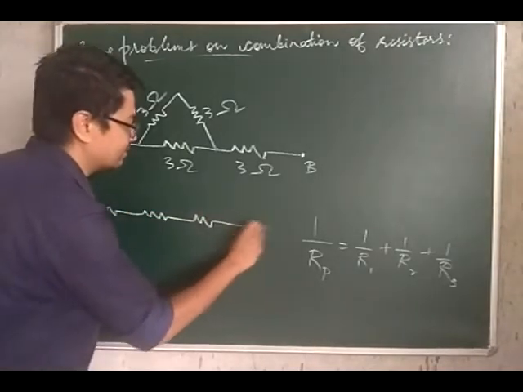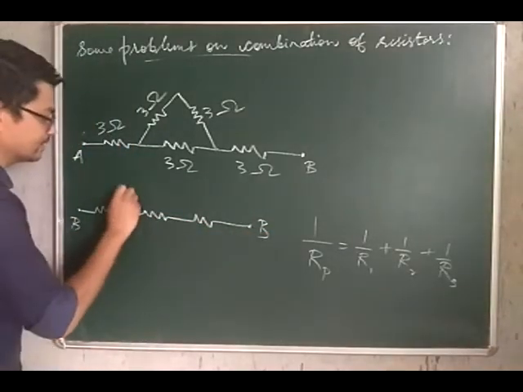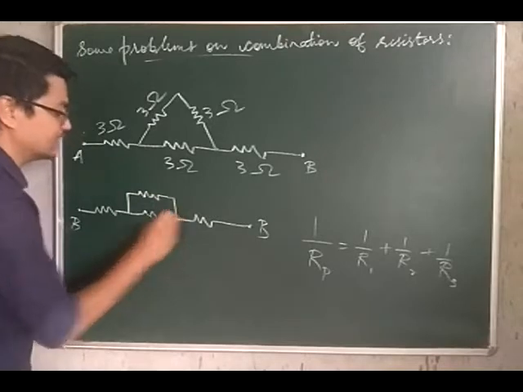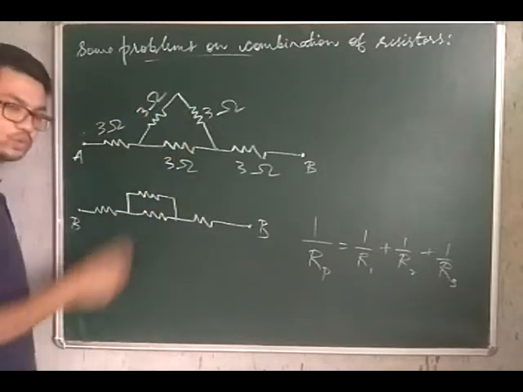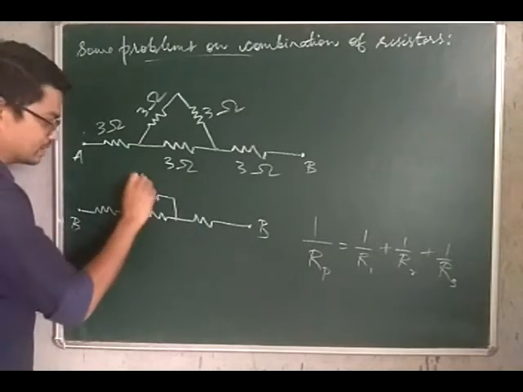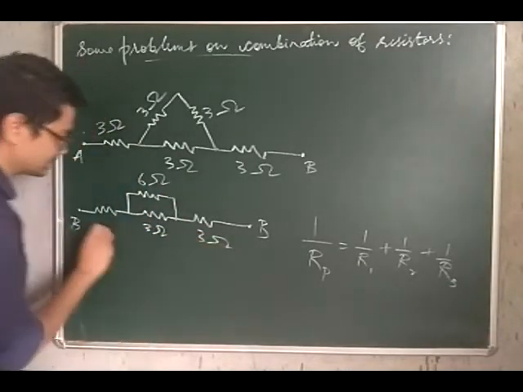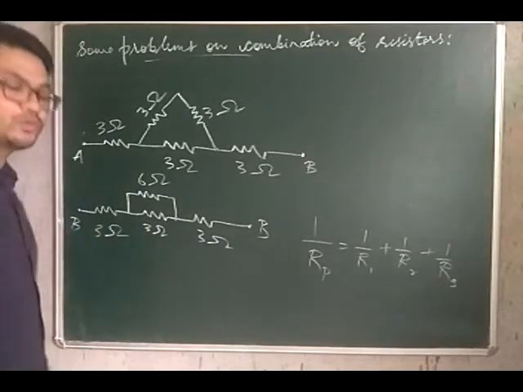So this is our point B, this is our point A, and here we have the equivalent resistance of these two. Since these two are in series, 3 ohms plus 3 ohms is 6 ohms. This is 6 ohms, this is 3 ohms, this is 3 ohms, this is 3 ohms. Now what will you do?